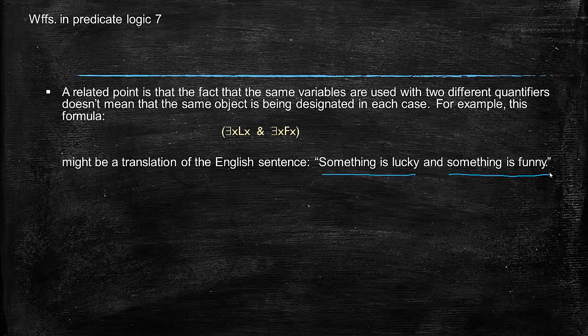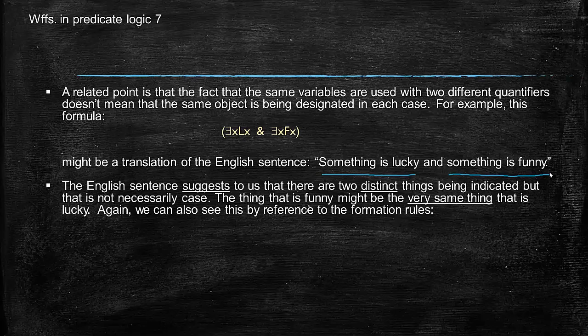Now, in English, when we hear something like that, it really sounds like we're talking about two distinct things. But that's just not necessarily the case, right? It could be two distinct things, but it could also be the very same thing, right? So if Alfred is lucky and Alfred is funny, then in fact there exists something that's lucky and there exists something that's funny. And you know what? They're both Alfred.